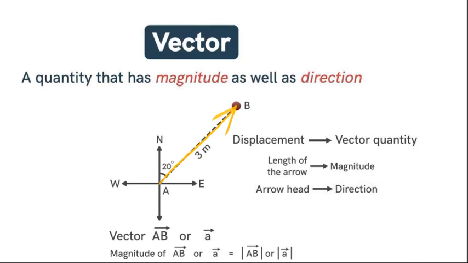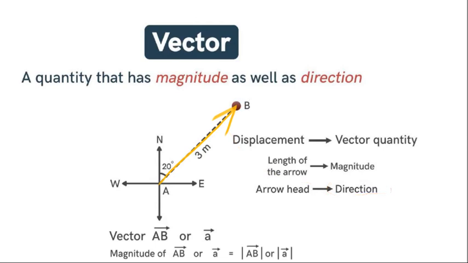Fine. So here what we have discussed? We have discussed the definition of a vector. Then we have discussed how to write down a vector. Then how to write down the magnitude of the vector. Then from the picture we have shown how you draw a vector. You draw it using this arrow. Then I have shown the length of the arrow. What does this length of the arrow mean? It means the magnitude. Next, I have shown what this arrowhead denotes. It shows the direction of the vector.